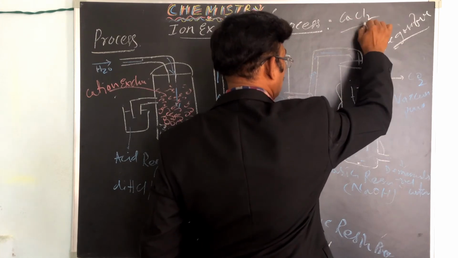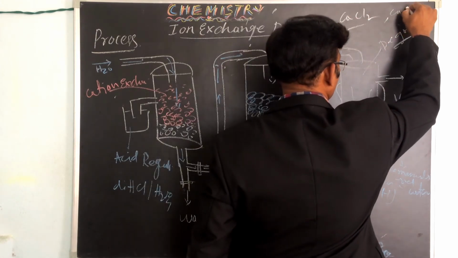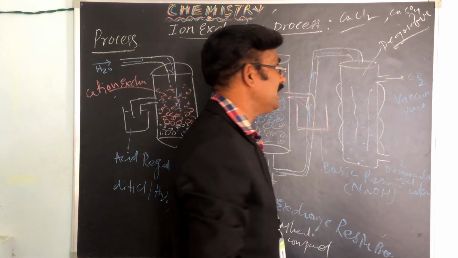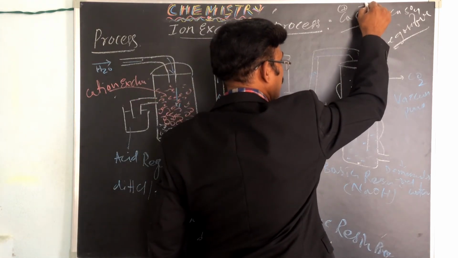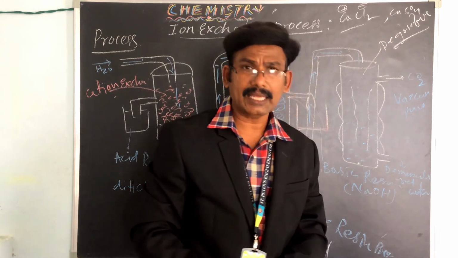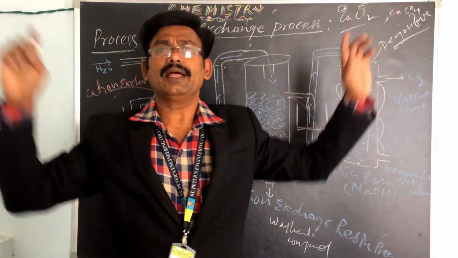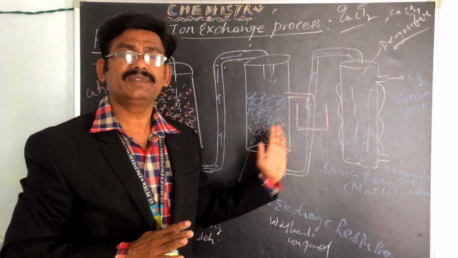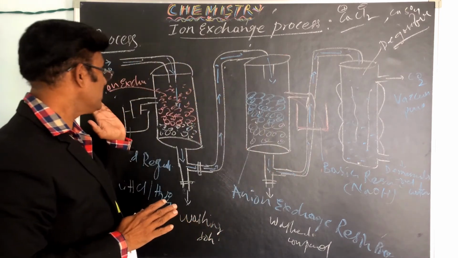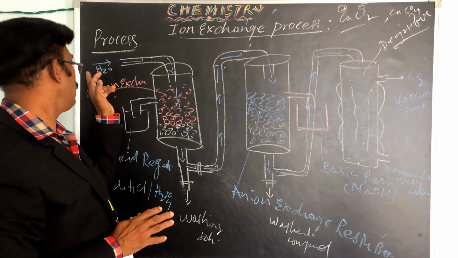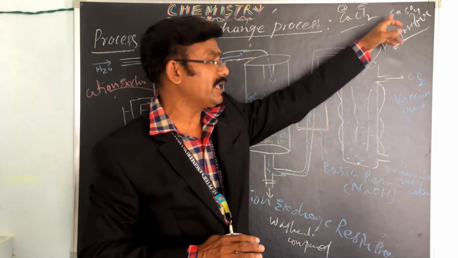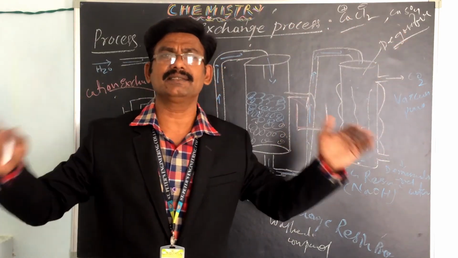For example, calcium chloride, calcium sulfate. Any hard water contains one part that is the cation and another that is the anion. Okay, cation, anion. So listen carefully. This is the diagram. Here is the raw water, the hard water producing salts, containing calcium chloride, calcium sulfate, any salts that are there.